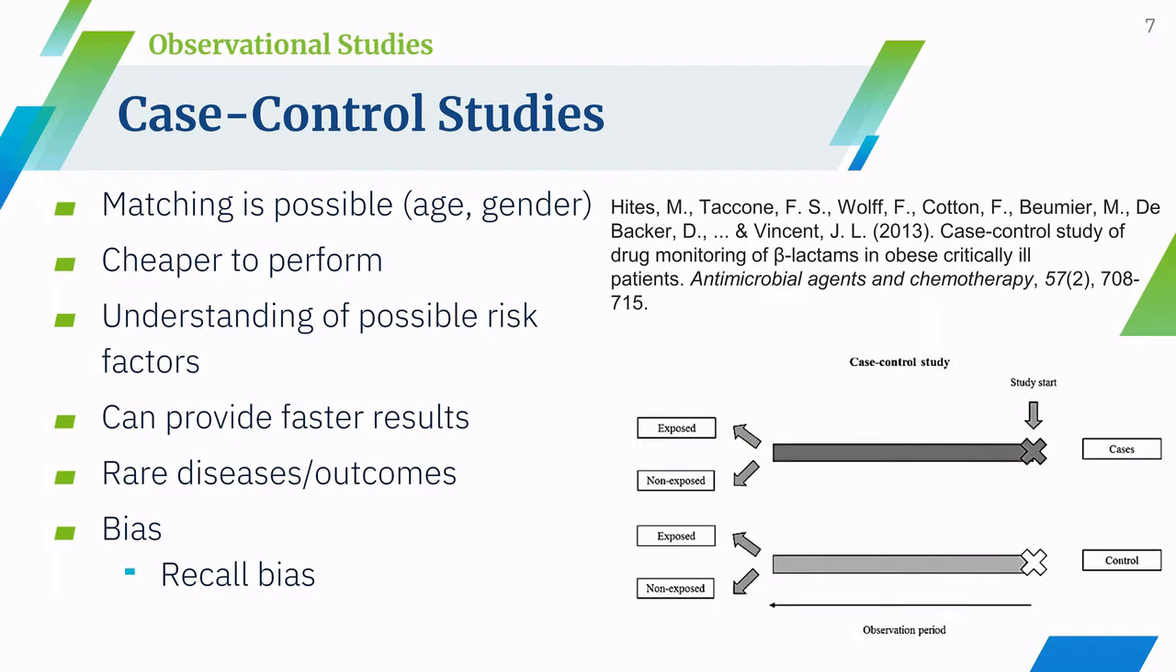The fact that the analysis is retrospective allows rare diseases or diseases with long latency periods to be investigated. Furthermore, you can assess multiple exposures to get a better understanding of possible risk factors for the defined outcome, disease. As case controls are retrospective, they are more prone to bias. One of the main examples is recall bias.